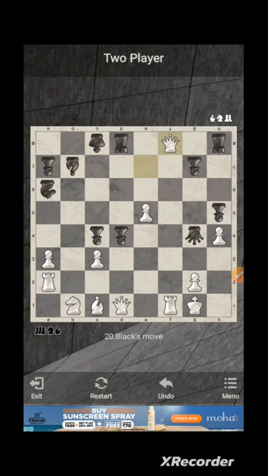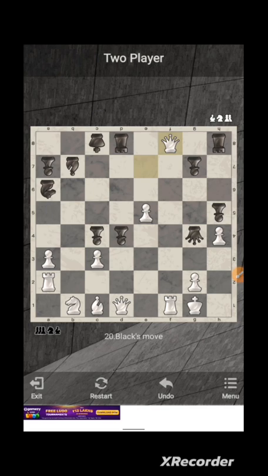So these are the basics of chess language, or chess algebraic notation. If you are familiar with these, you can easily understand any chess game. You can watch any game and easily understand how it was played. And also when you play your own game, you can write your moves.